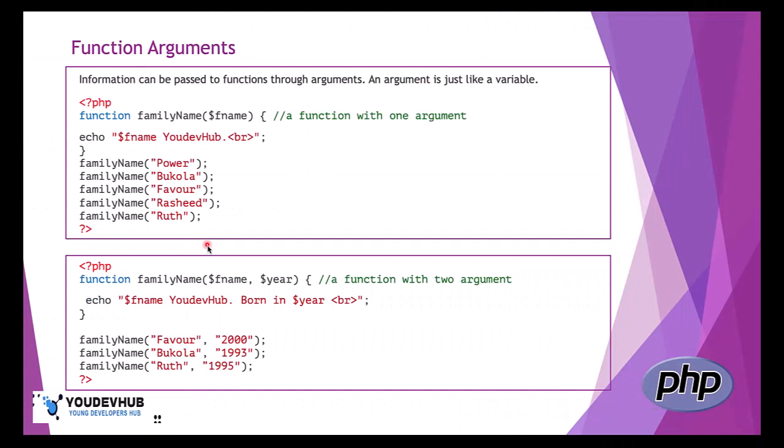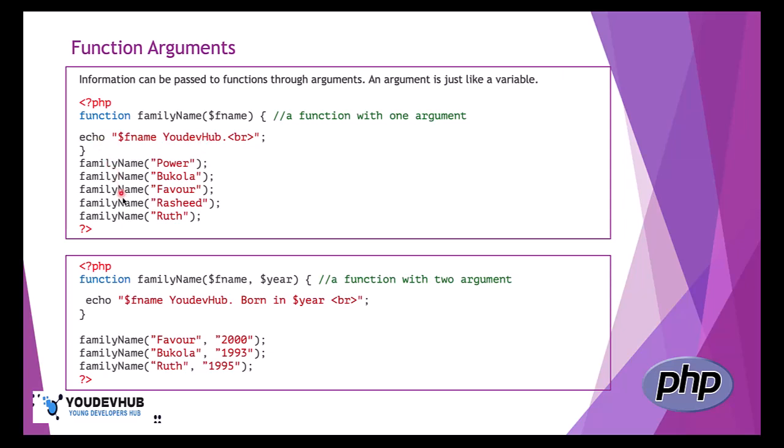So what are function arguments? Information can be passed into a function through arguments. An argument is like a variable. Now we have a function here called family name, and fname is an argument we want to pass through it. The default value is to echo the first name with udevelop.